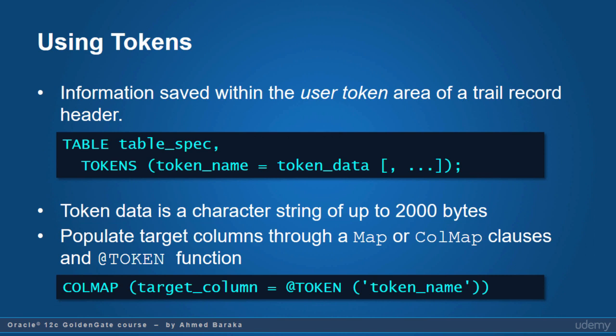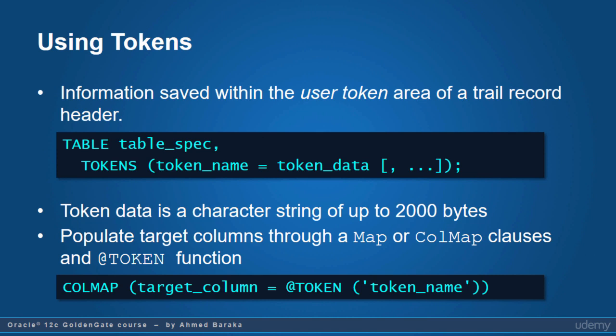There is an area in the trail record header called the User Token Area. You can save any pieces of information in that area. The records saved in that area are called tokens.